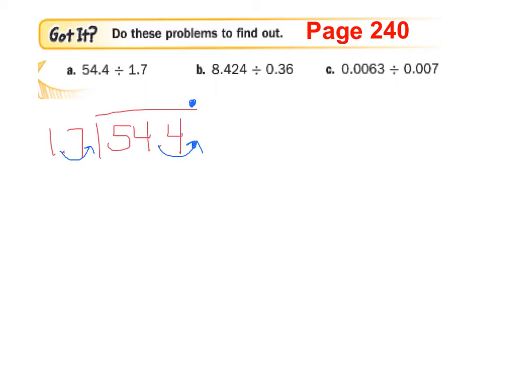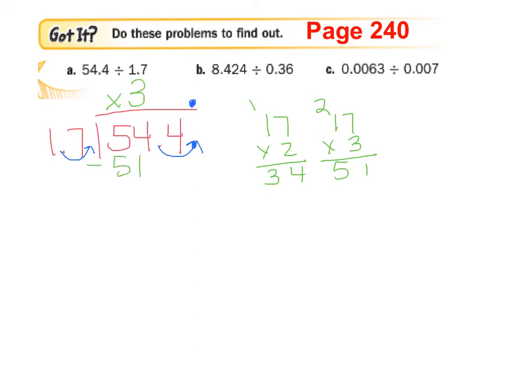So I'm going to do, let's see, does 17 go into 5? No. Does 17 go into 54? Yes, it does, but I don't know how many. Lots of guess and check, same old long division stuff. Let's see what 17 times 2 is. 34. I think I could go bigger than that. 17 times 3 is 51. That one works. So 3 times 17 is 51.